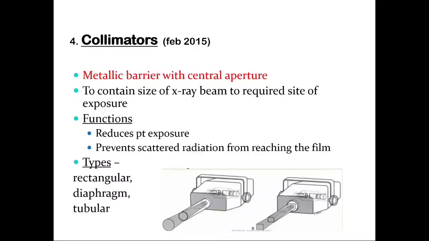Collimators, as I've already explained in the previous session, what are collimators? Collimators are nothing other than a metallic barrier with a central aperture that helps to restrict or reshape the size of the X-ray beam. So it reduces patient exposure and unwanted tissue irradiation is avoided. It helps to protect the patient from unwanted exposures.